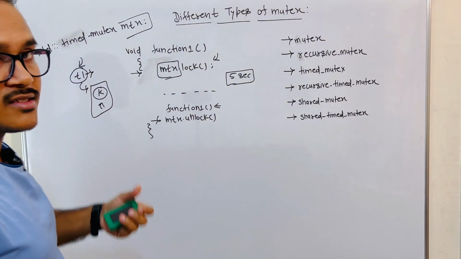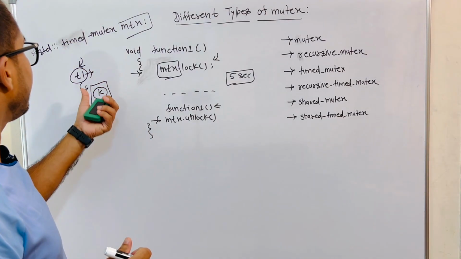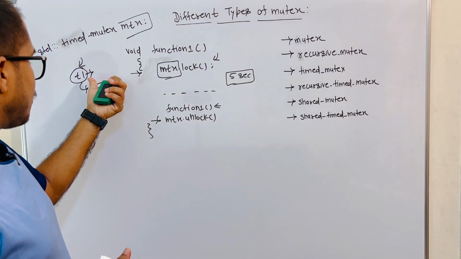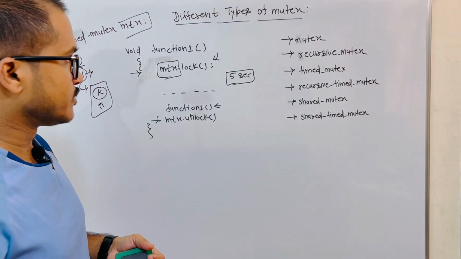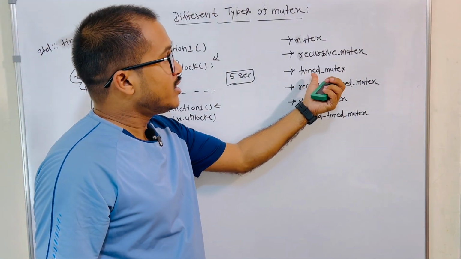So timed mutex is generally used in latency sensitive applications where we want to make sure that T1 is not blocked forever. So this is the overall idea behind timed mutex.